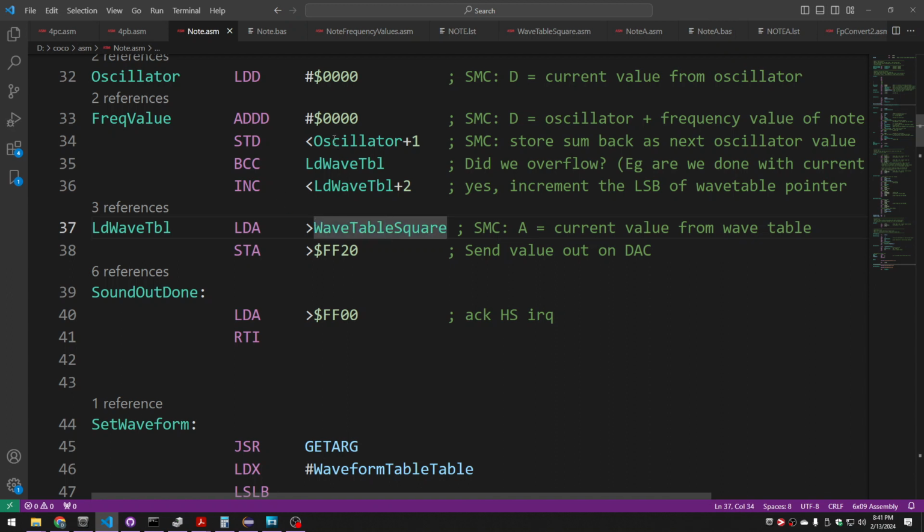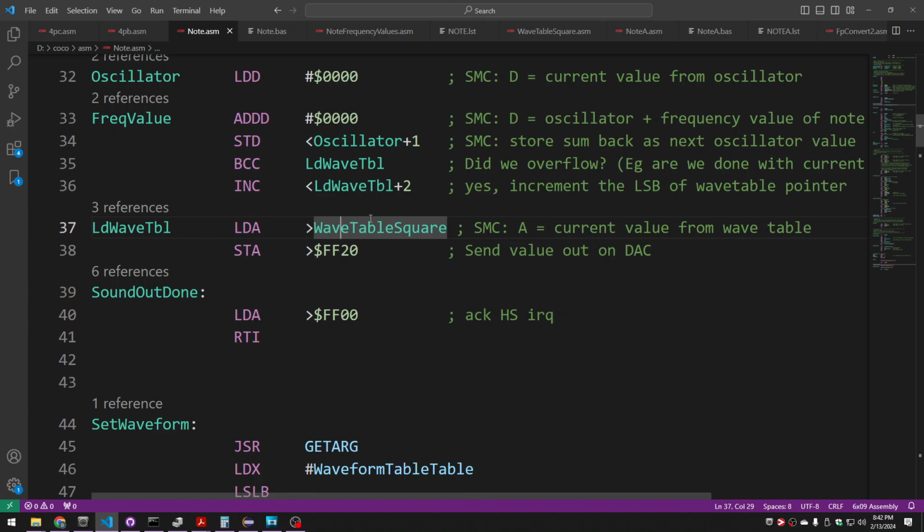Whether or not this wrapped around to 0, forcing us to increment the wavetable counter, by this point, the value of A is going to have whatever we're pointing to in the wavetable, and we're going to store it at the DAC. And now we're done, so we acknowledge the IRQ and we get out of there.